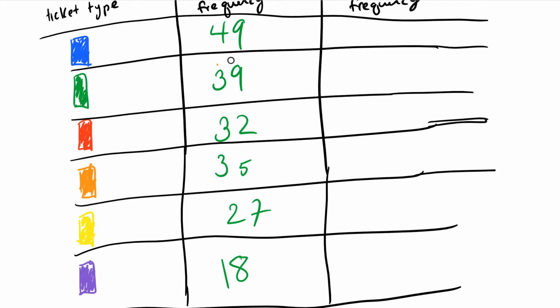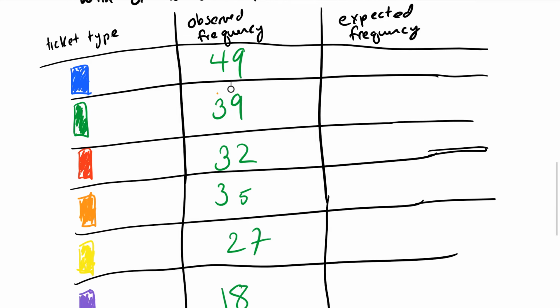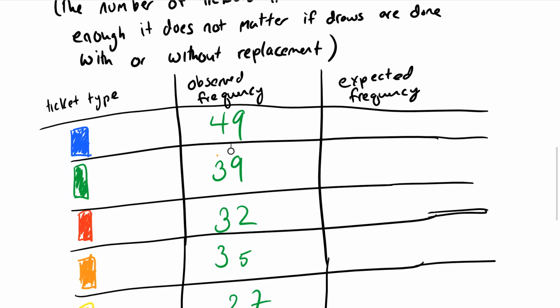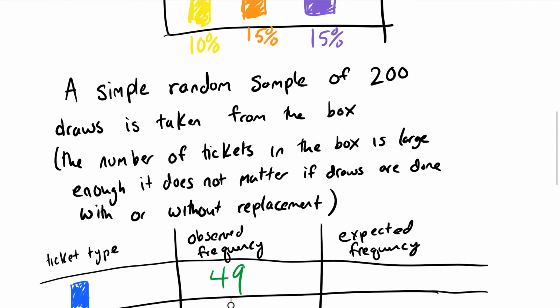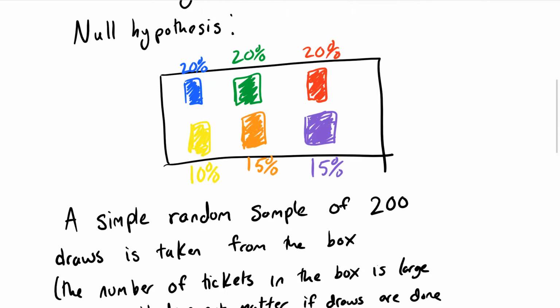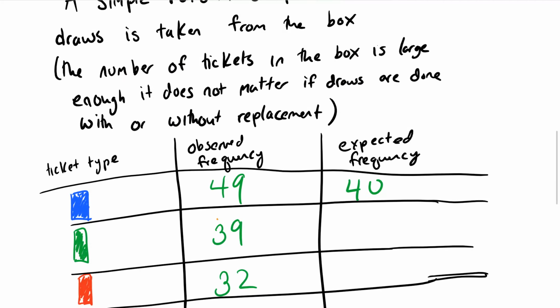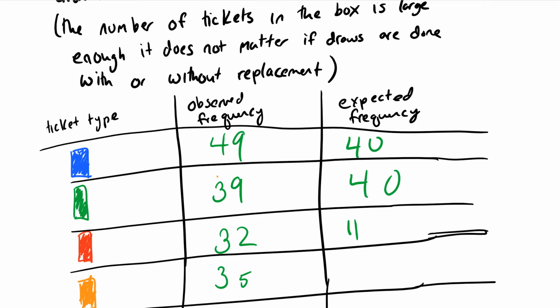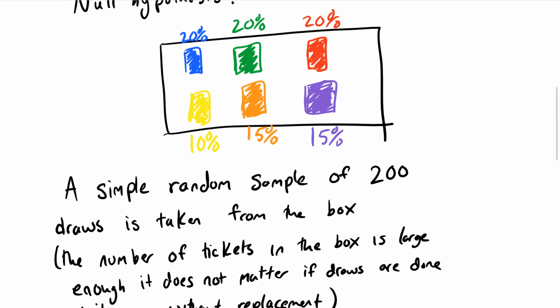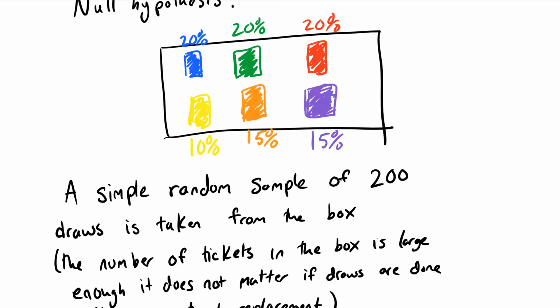In order to use the chi-squared test, we do need to have an expected frequency. Now this comes from the null hypothesis. So we would expect that 20% of the 200 draws will be blue. Well, 20% of 200 is 40. Same for green and red. So expected values for each of these is 40. Yellow is 10%, so the number of draws we expect to be yellow would be 20, 30 for orange, and 30 for purple.